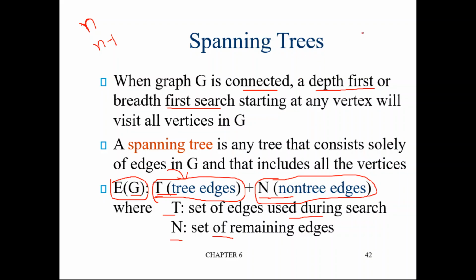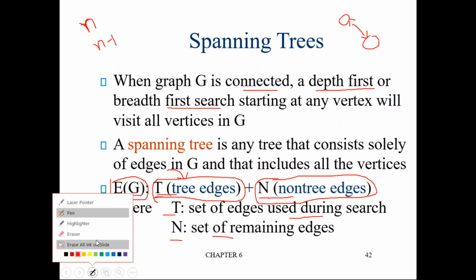Whenever a cycle is getting created, you stop adding the edge. That is, if you are traversing from one vertex to another vertex, check whether adding this edge will create a cycle or not. If it will not create a cycle, then add that edge. Otherwise, don't add that edge. Continue like that until n minus 1 edges are added.